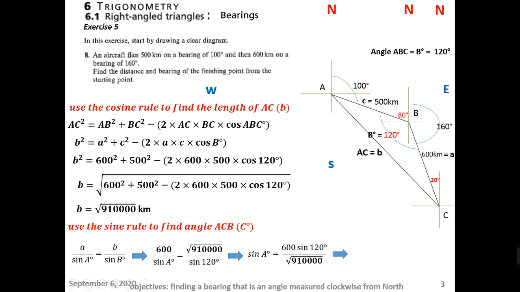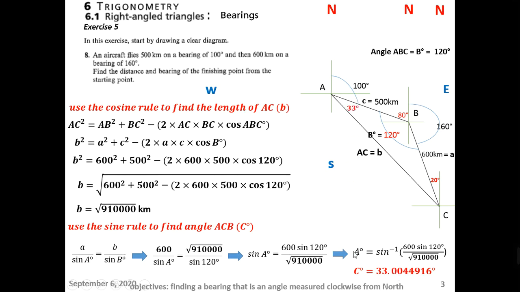Now we need A because we're finding A, so we need to apply the opposite operation. So we're going to say sine inverse of 600 times sine 120 over the square root of 910,000. If you insert this in the calculator, you're going to find A as 33.0044916. And if you round it to 3 significant figures, you're going to stop at the 0. You look at the right, there is only a 0, so the final answer will be 33, as you can see.